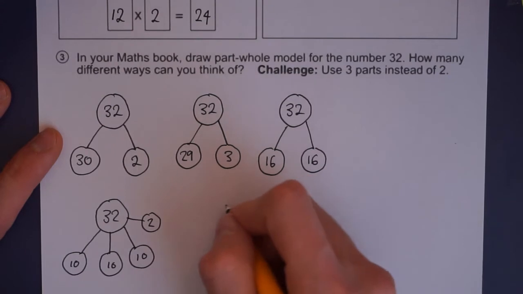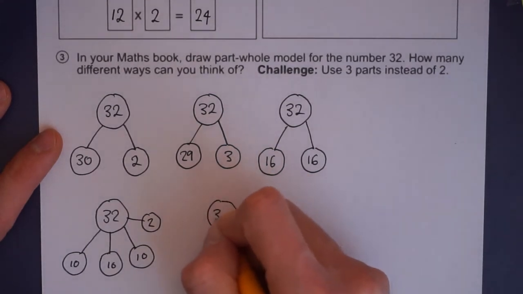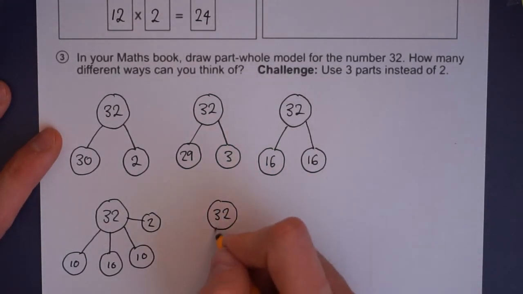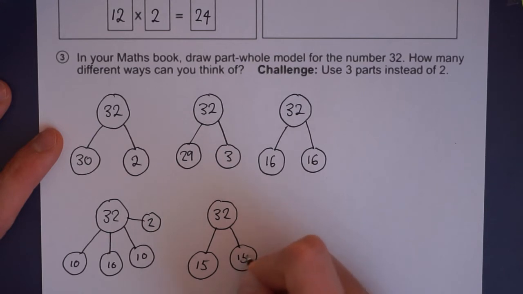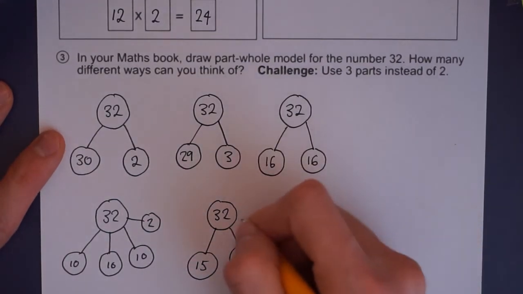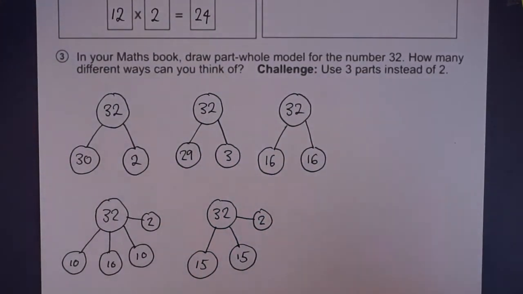You might also have gotten something like this, where you make your 30 from a 15 and a 15, so that's double 15, and then added your 2 1s on the end. So there's loads of possibilities here, and those are just a few ways that I thought of that you could draw a part whole model to show the number 32. Okay, fantastic. Right, well, that's it for our power up.